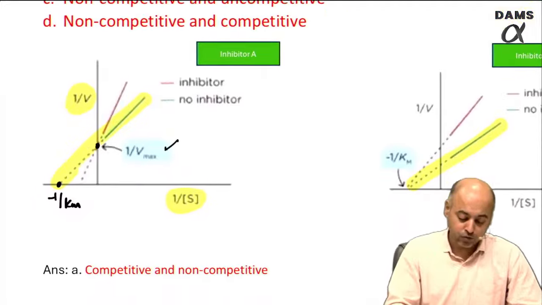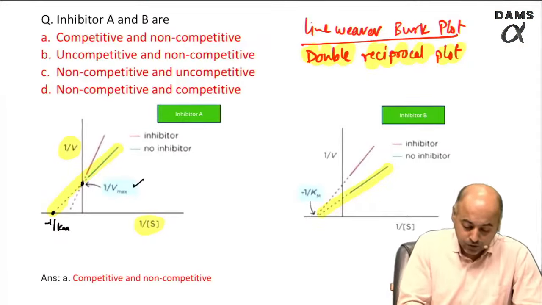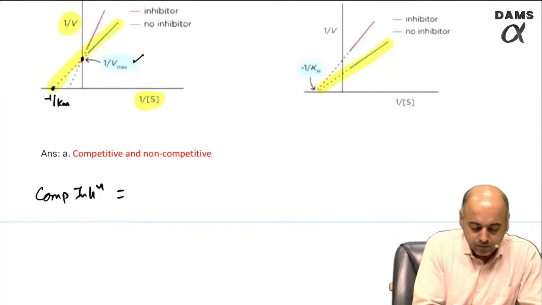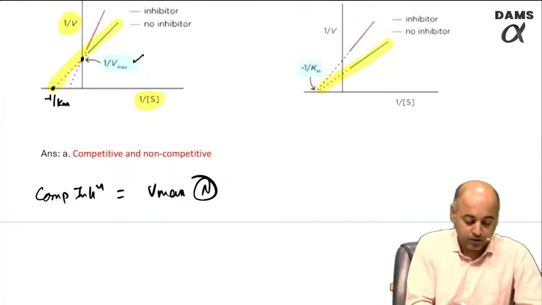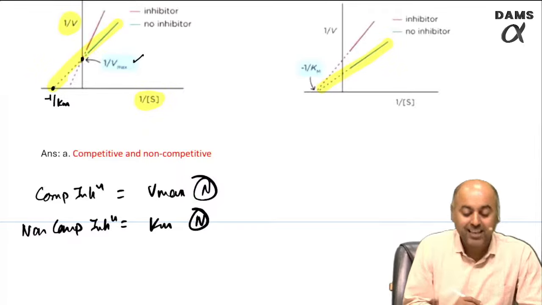I'm sure all of you already know that when we talk about competitive inhibition, the Vmax is normal, whereas when you talk about non-competitive inhibition, by definition the Km is normal.